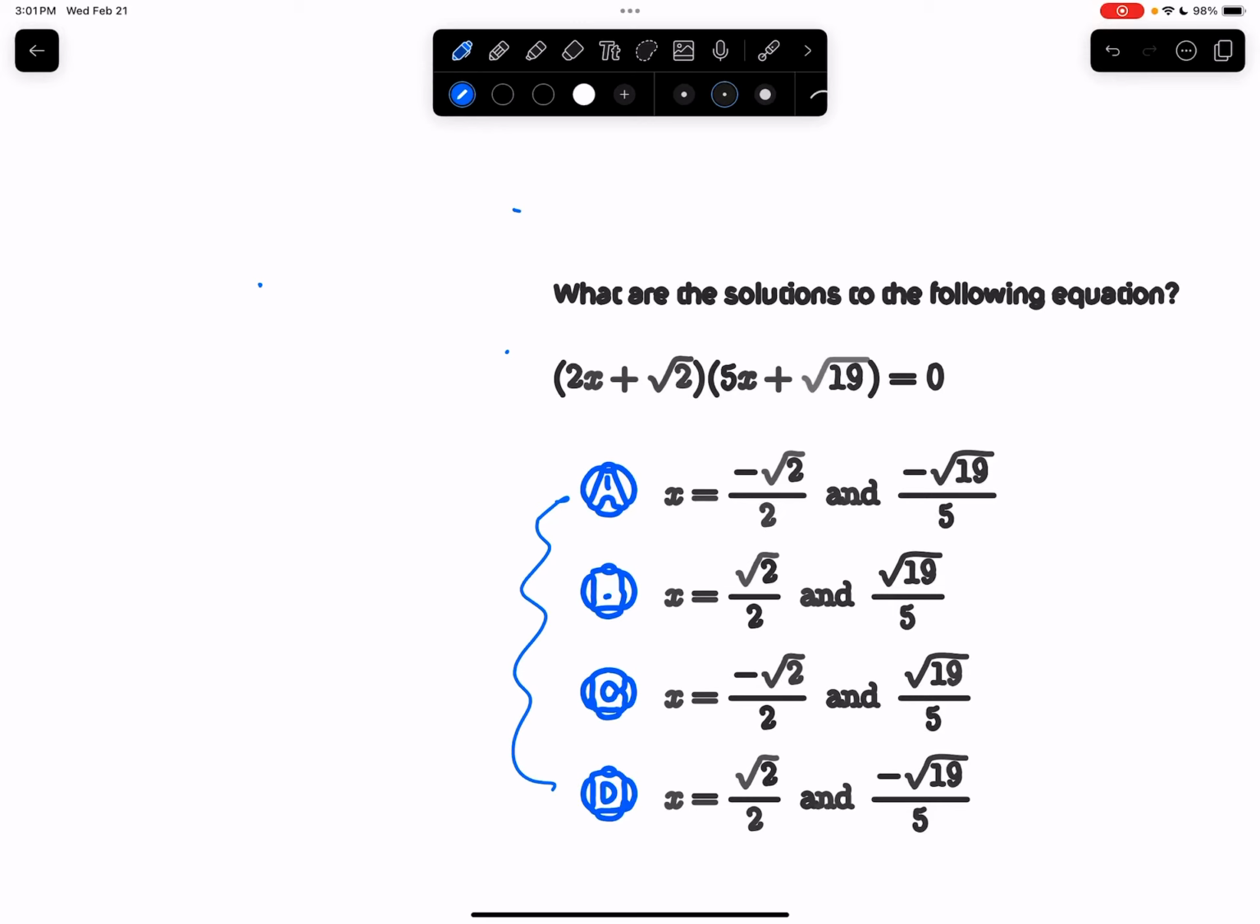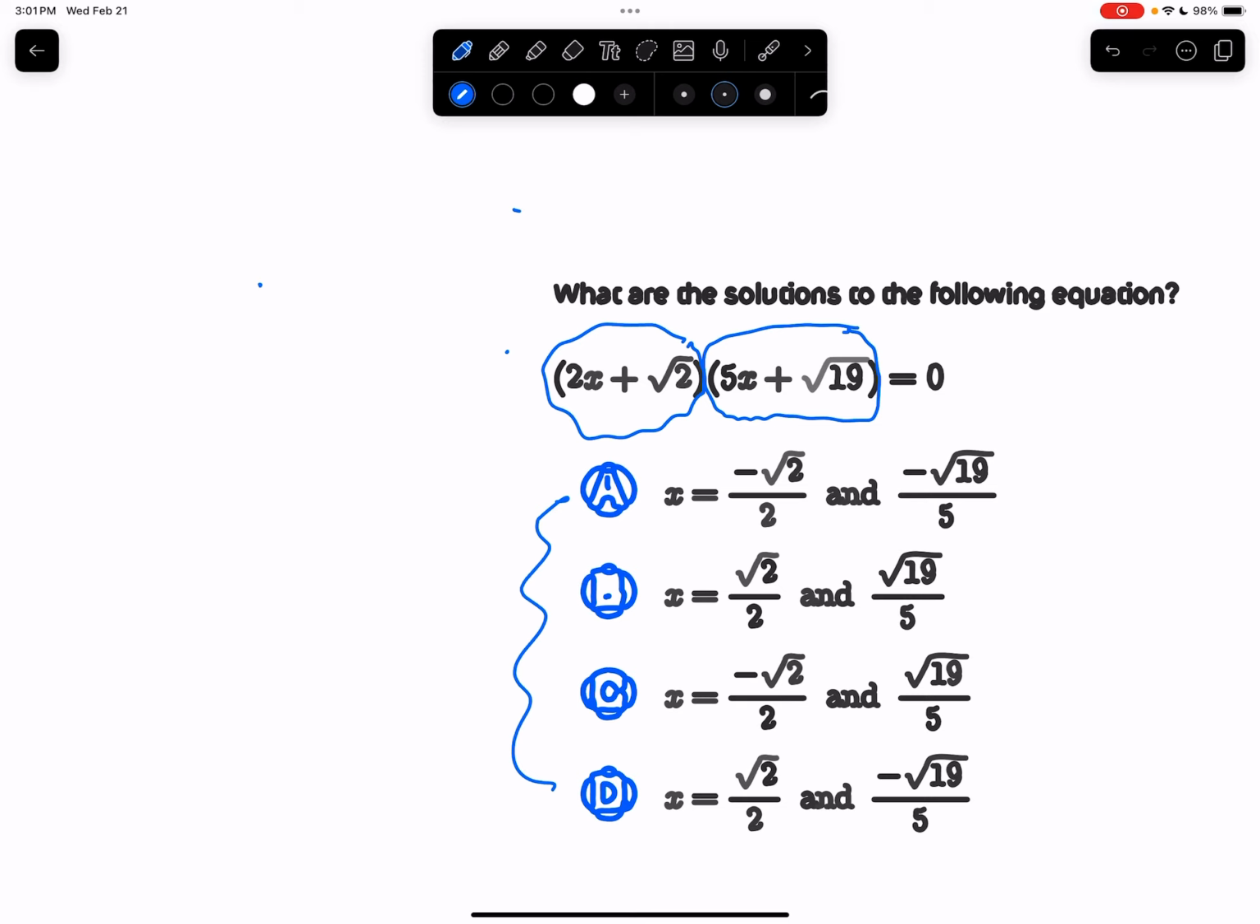First, so two things multiplied together equals 0. The most fundamental thing here is to realize that one of those things has to be 0. Either this first parenthesis is equal to 0, or this parenthesis is equal to 0, because when you have two things multiplied together and the answer is 0, one of those things has got to be 0. 0 times anything is 0.